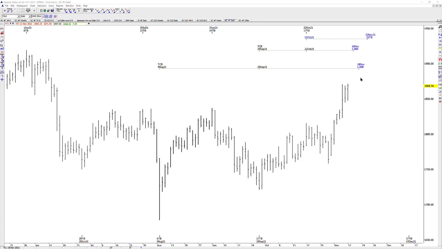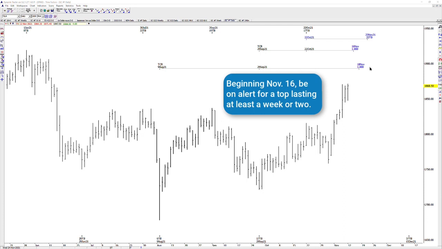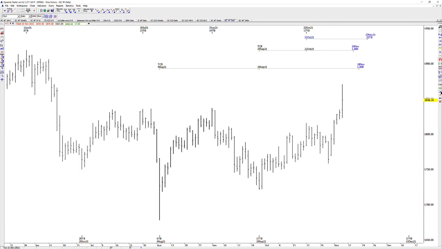Well, the whole point would be if gold continued to advance into November 16th, we would be on high alert for a potential top that lasted similar to this time period, which is a week or two, if not greater. So I had some data on this chart, and let's see when we reach this time period, if there's anything significant. We're going to kind of ignore price and momentum and all those sorts of things at this point in time.